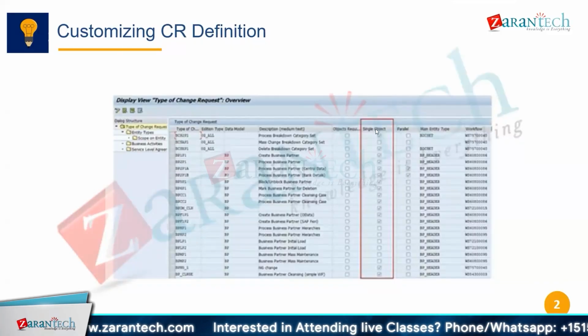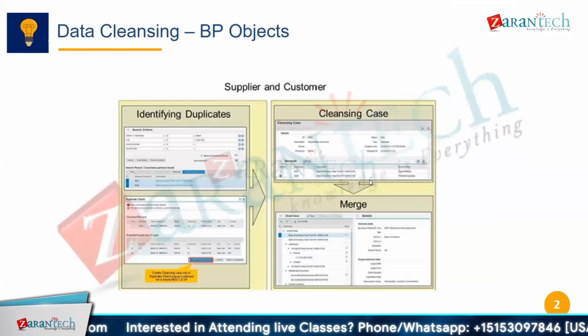For multi-processing, the change request type should not be single. And data cleansing: how many ways can you do data cleansing? In data cleansing, we are just cleaning the unwanted data. How can we do it? We can identify the duplicates.